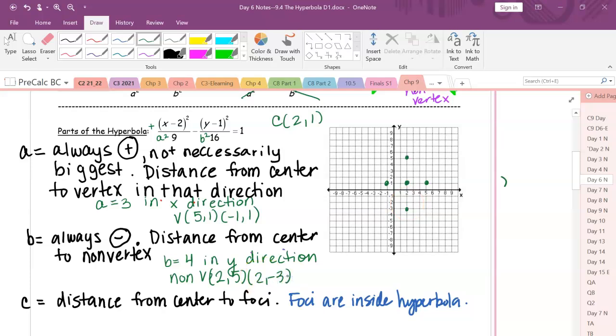All right, so the difference between the vertices and the non-vertices is that the hyperbola actually gets drawn from the vertices. So what's the point of these non-vertices? Well, if this were an ellipse, you would just connect the dots and you'd move on with your life, but this is not an ellipse, it's a hyperbola. So what you're going to do is create a little box with the vertices and the non-vertices, like so.